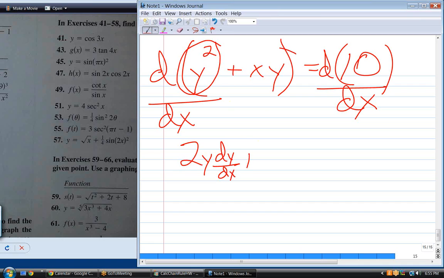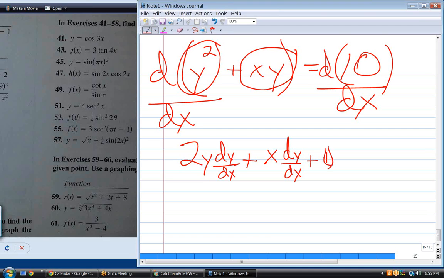Now let's go to this term. I've got to use the product rule. So I'm going to do x times the derivative of y. Well, the derivative of y is 1, but once again, y is not x, so I have to follow it with a dy dx. Using the product rule, plus the derivative of x. Well, x is x, so I can just take the derivative of x, which is 1, and I don't have to follow that with a dx dx.